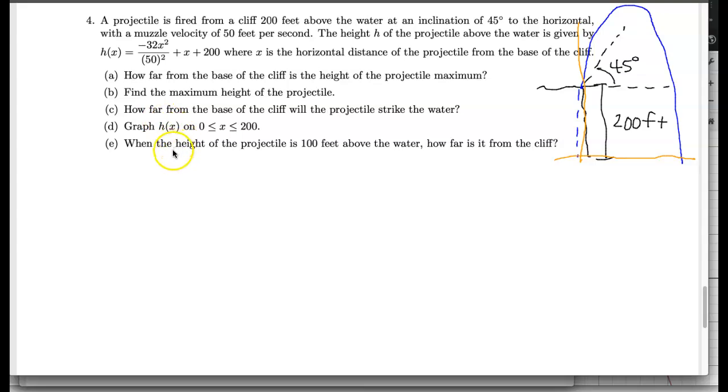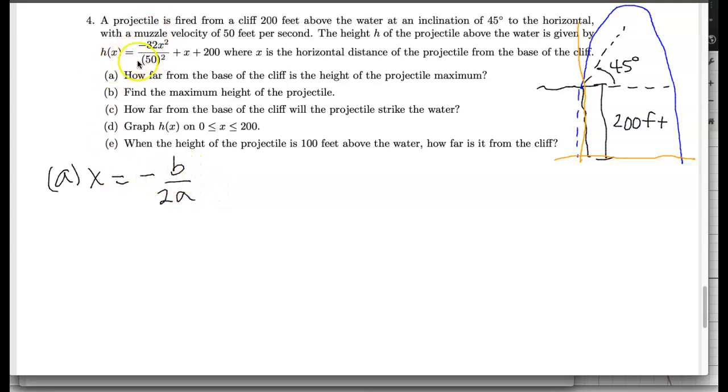So when we look at part A, we want to know how far from the base of the cliff the height of the projectile is maximum. When we look at the projectile maximum in the quadratic, that's going to occur at the vertex. In this instance, we want to know how far from the base of the cliff. So for part A, we want to know the x-coordinate of the vertex. That is, when is x equal negative b over 2a.